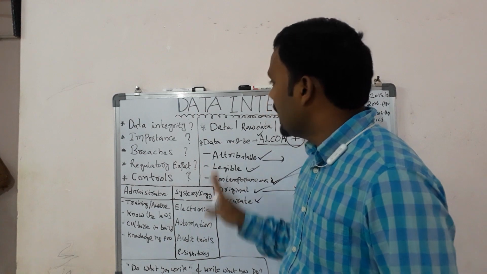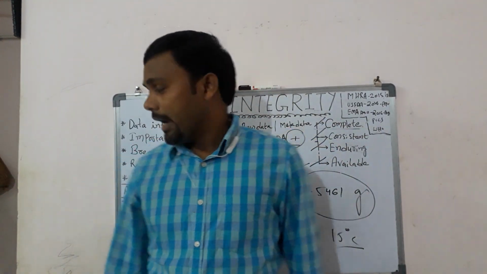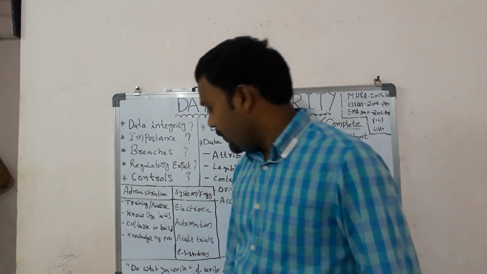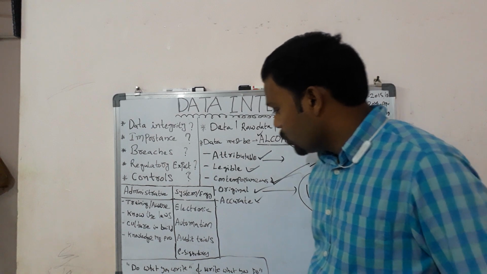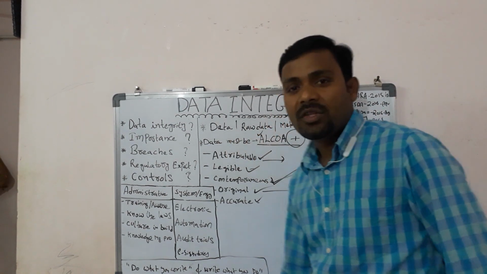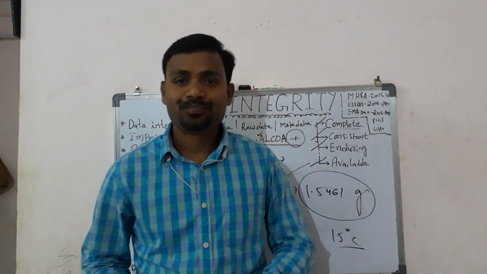So this is briefly about data integrity, breaches and regulatory expectations, and what are the controls that we can implement in our system to control data integrity problems. Finally, one single statement I want to say to you: do what you write, write what you do. This is the simple way to avoid all these errors in the documentation.